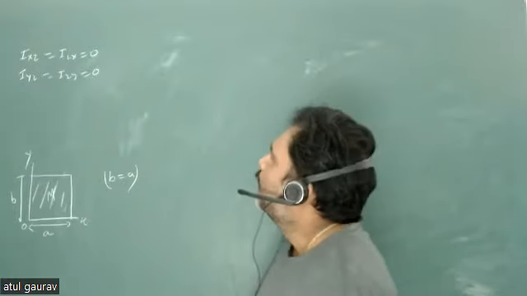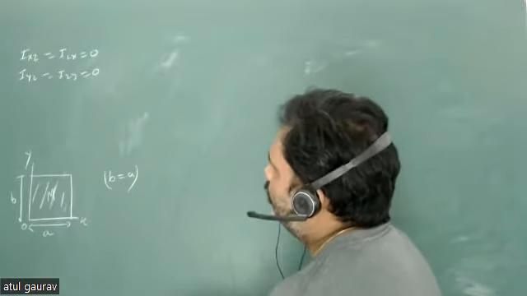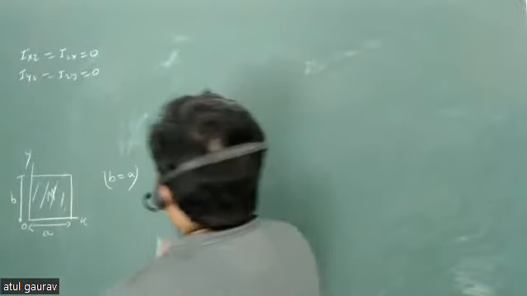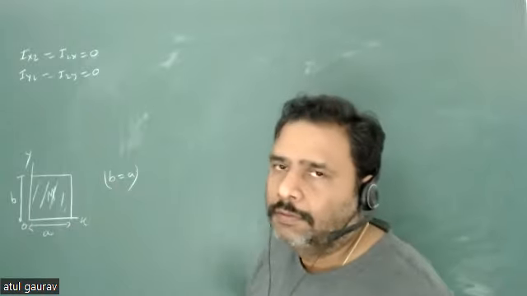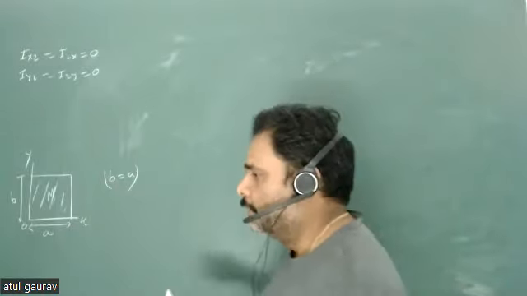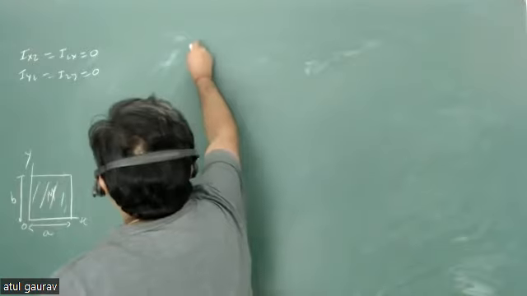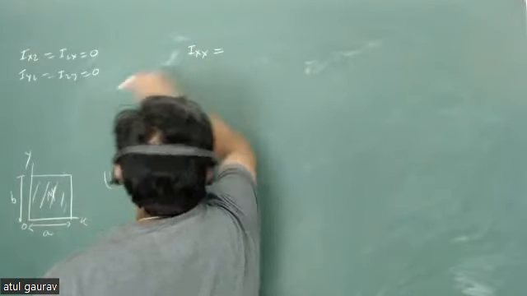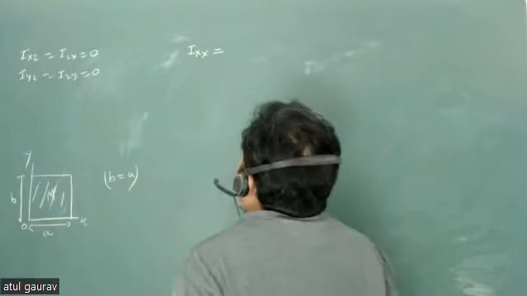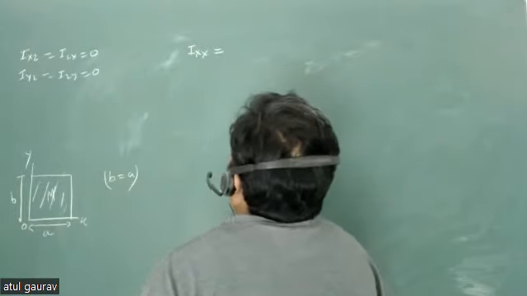Okay. Now let's go for the calculation of all the diagonal terms. And what is the name of the diagonal term? Moment of inertia. Okay. So let's go for Ixx. Now, what is the formula of Ixx? For discrete.